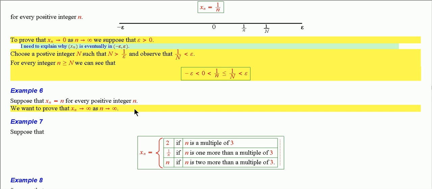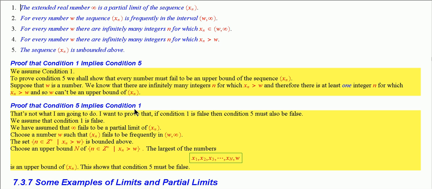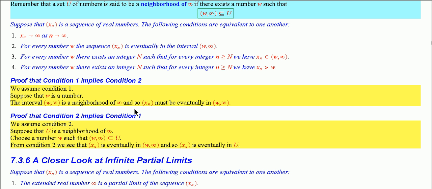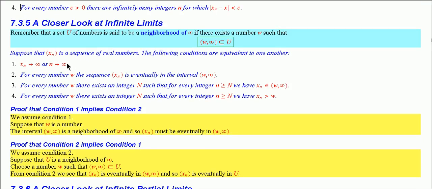Now, what must you do? Well, I'm going to remind you. I'm going to scroll back. What was the statement about infinite limits? The condition xn tends to infinity. What does the definition say? For every neighborhood u of infinity, the sequence xn is eventually in u. Alternatively, for every real number w, the sequence is eventually above w. Yes?